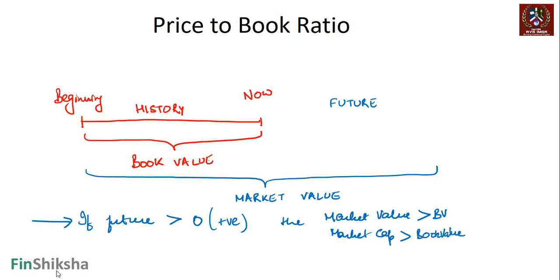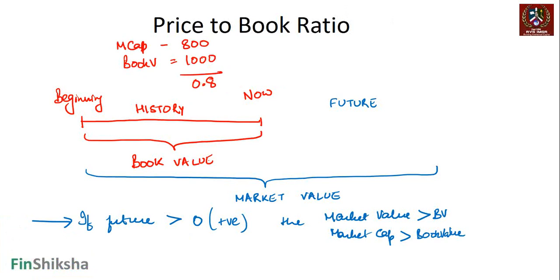Take case one, where you find that the company's price to book ratio is less than 1. What does it mean? It means the market cap, for example, for the company is 800 crore, but the book value is 1000 crore. Correct? How do I calculate the price to book ratio? Market cap by book value. That should give me a value of 0.8.